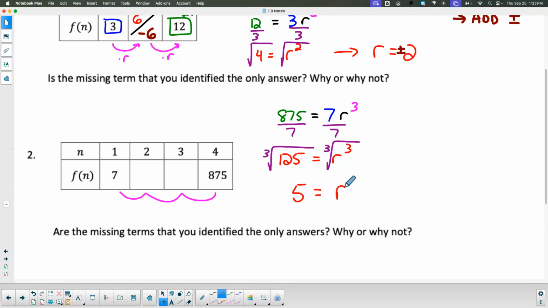Anybody struggling to get 5 on their calculator? Third root of 125. Speak now, because this is going to be what your homework is tonight. Everybody good?